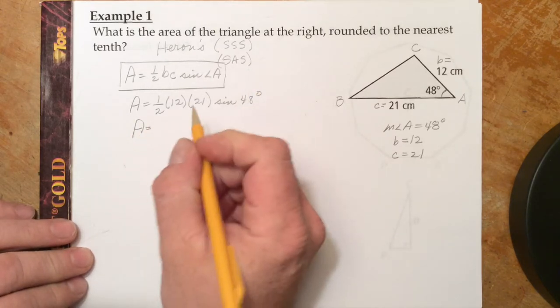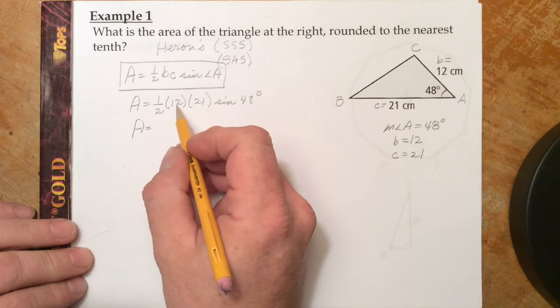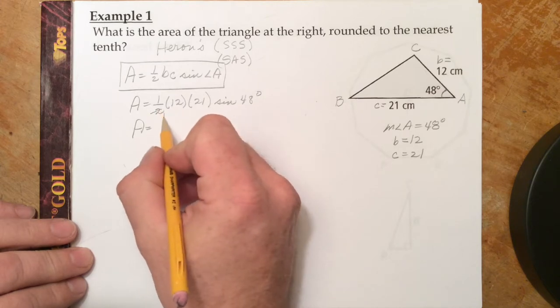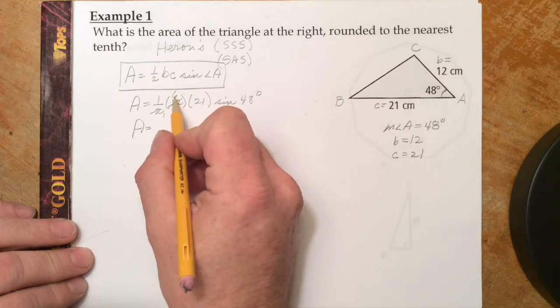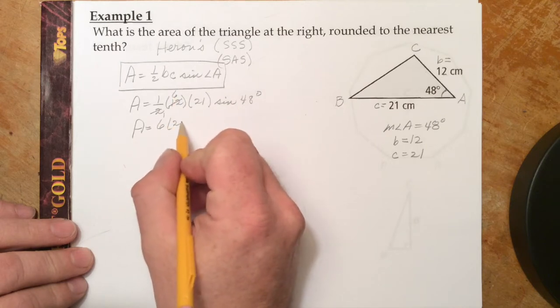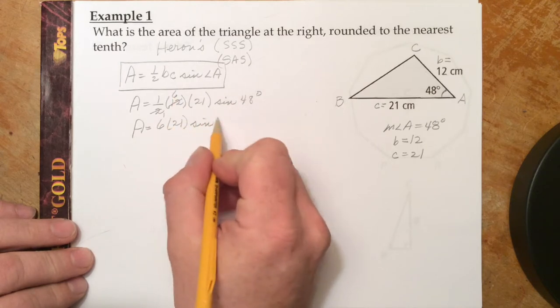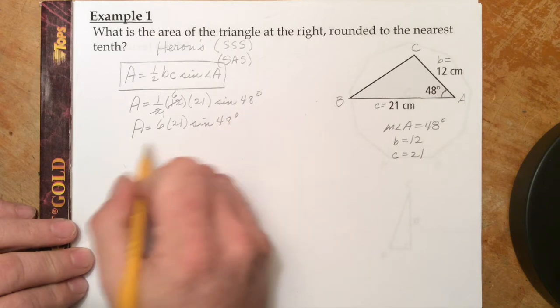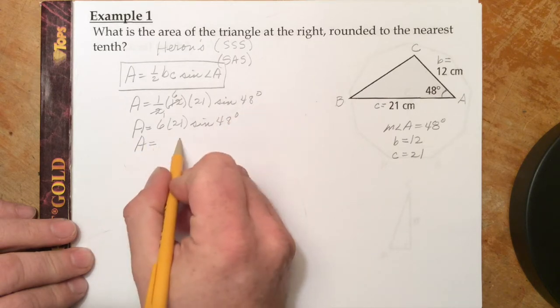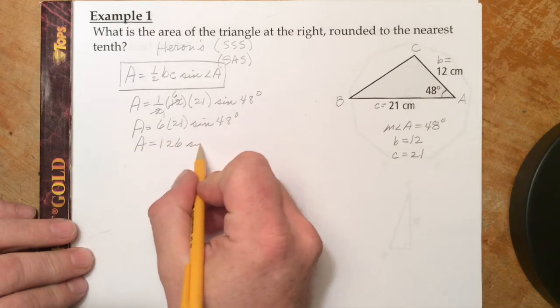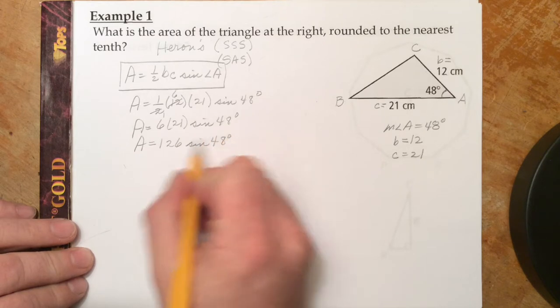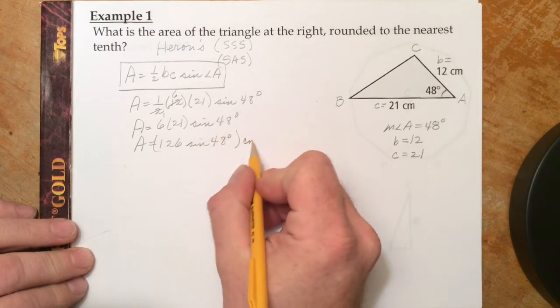We start to simplify it. Notice that 1/2 and 12 are divisible by 2. 2 goes into 2 once. 2 goes into 12 6 times. Now we have 6 times 21 sine 48 degrees. Now we can multiply the 6 and 21 and we get 126 sine 48 degrees, and that's in centimeters squared.